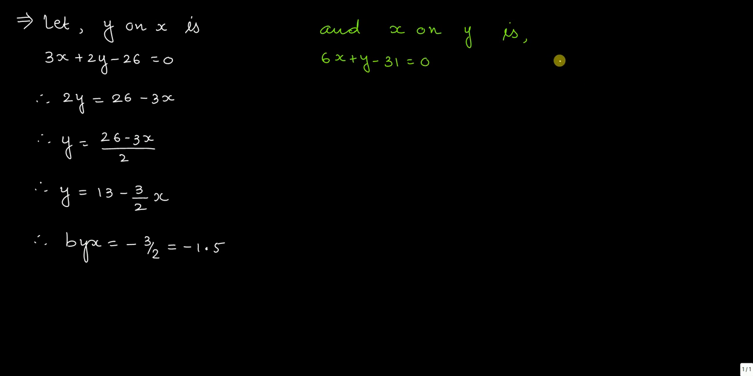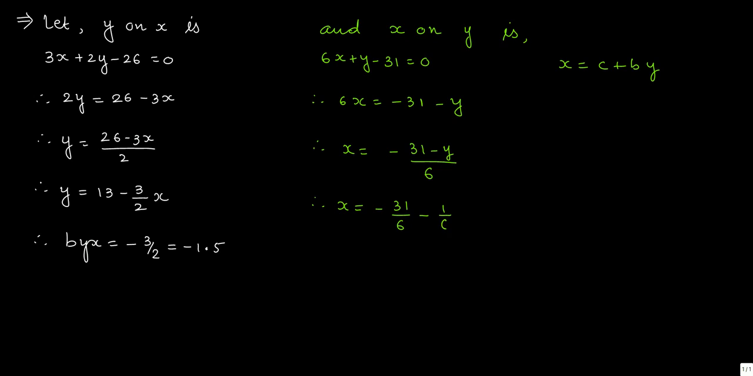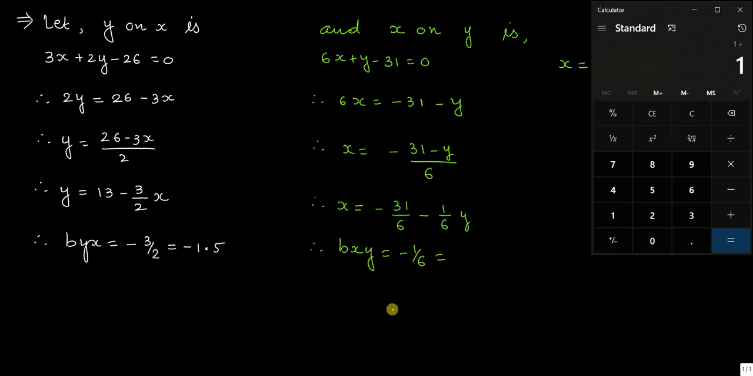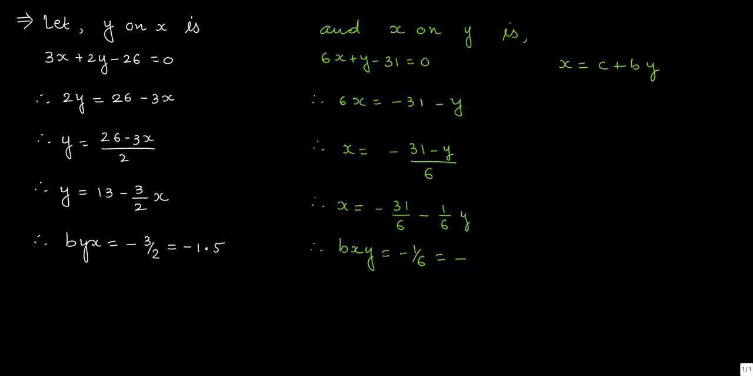So what is the format of x on y? x = c + by. Make the form: 6x = 31 - y. Therefore x = (31 - y) divided by 6. Dividing both terms by 6, x = 31 by 6 minus 1 by 6 y. Therefore the coefficient of y is bxy, equal to minus 1 by 6, which is about minus 0.17.